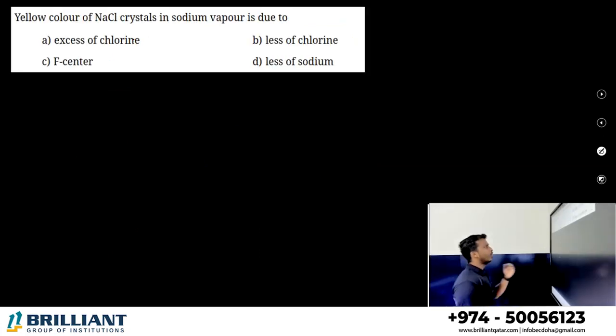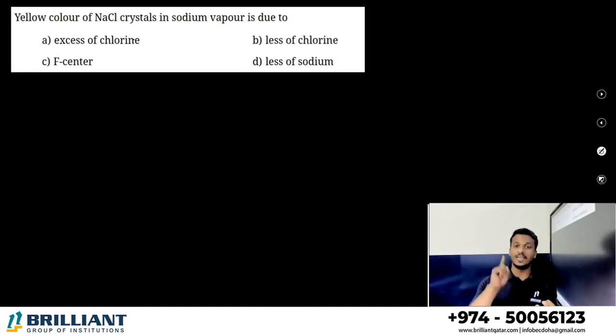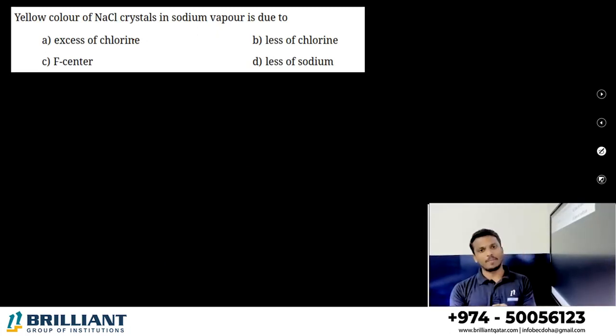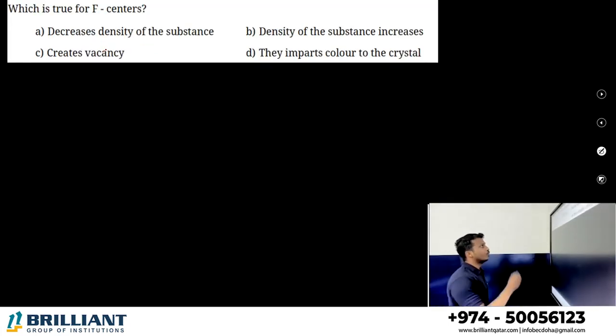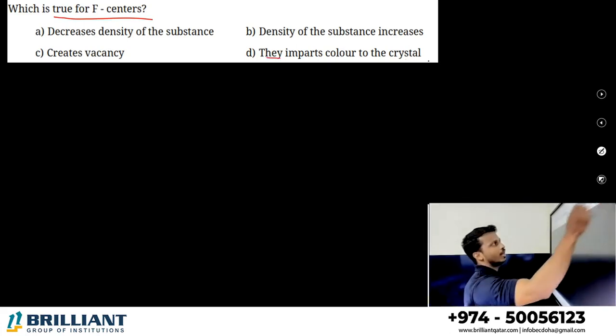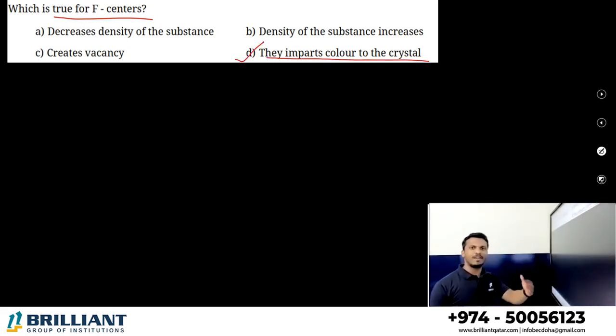Next one. Yellow color of NaCl, we discussed sodium chloride yellow color, KCl violet color, lithium chloride pink in color. That is due to what, dear student? F center. That is due to F center or color center. Which is true for F-center? F-center, what is that? They impart the color to the crystal. F-center is mainly related to color of the crystal.